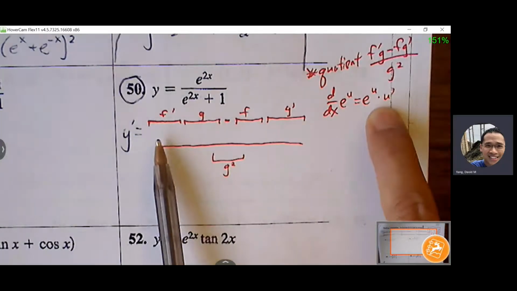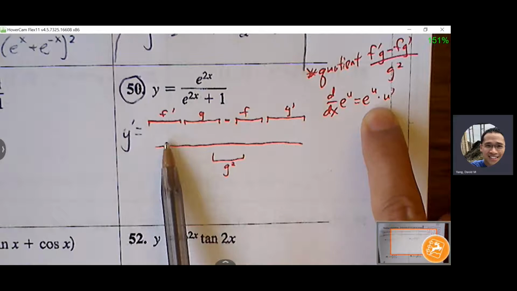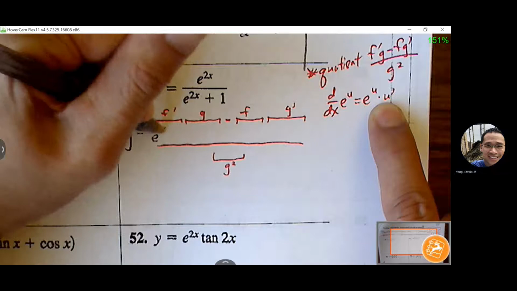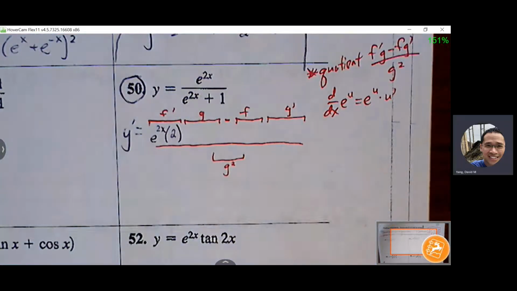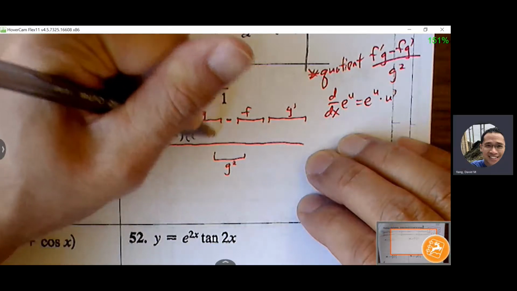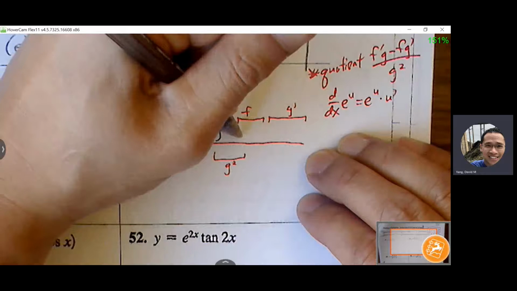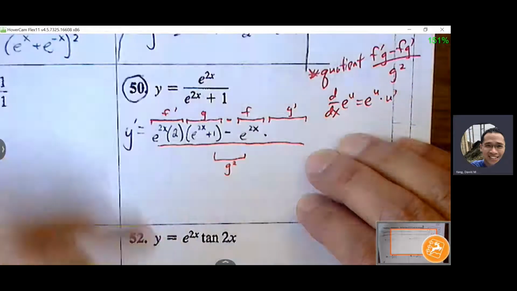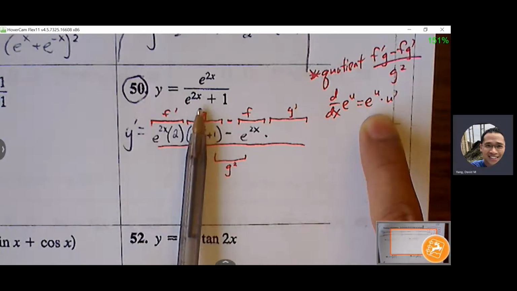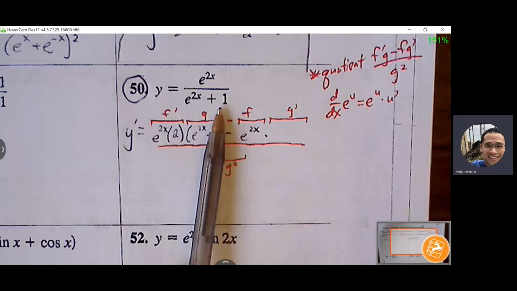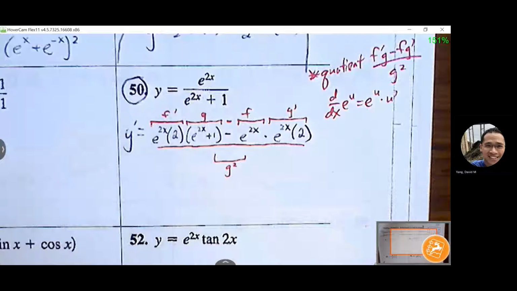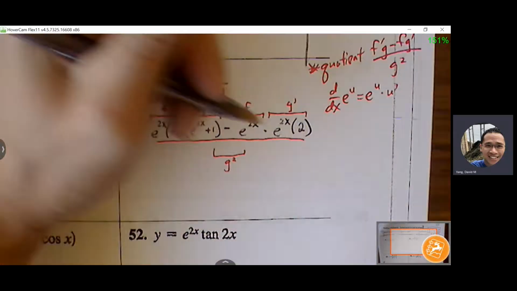Okay, let's start with the numerator, f prime. e to the 2x, okay, e to the 2x times 2. Drag the g function down, no changes. Back to f. Okay, g prime. 2x. What happens to the 1? 0. Good, drops out. Denominator squared.